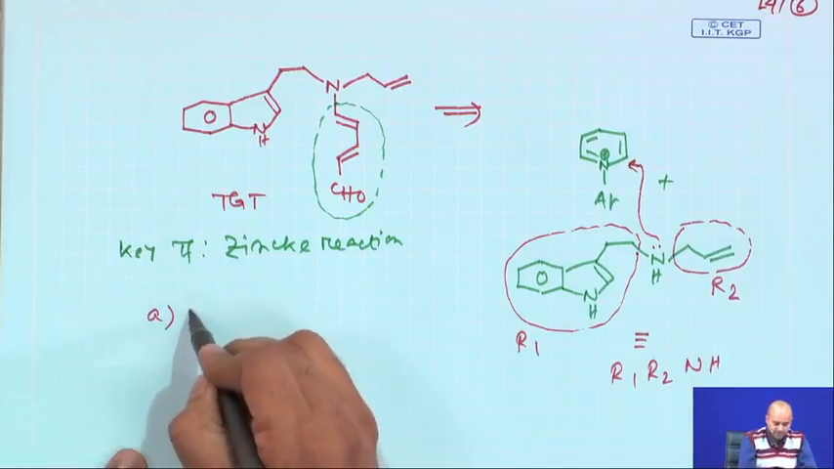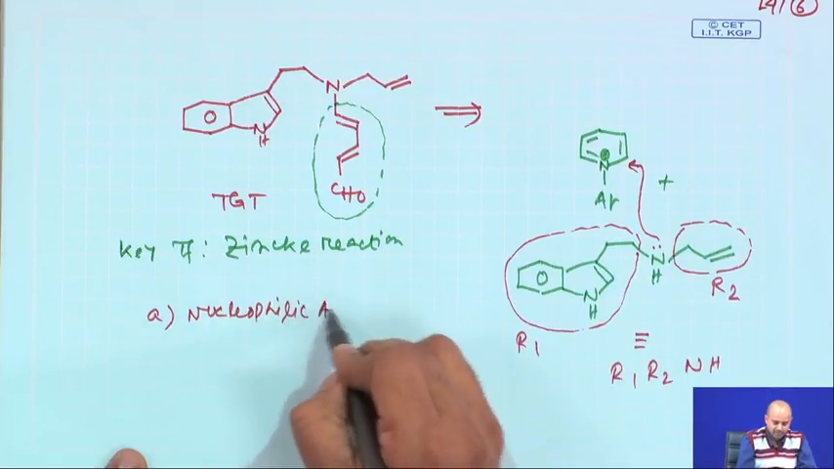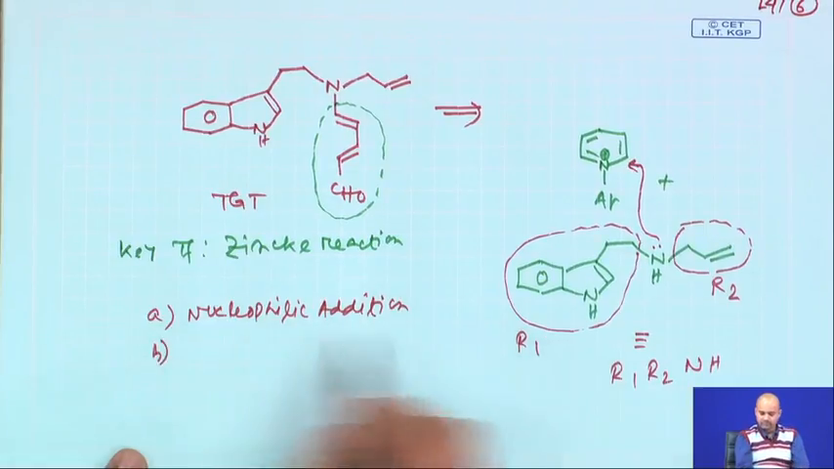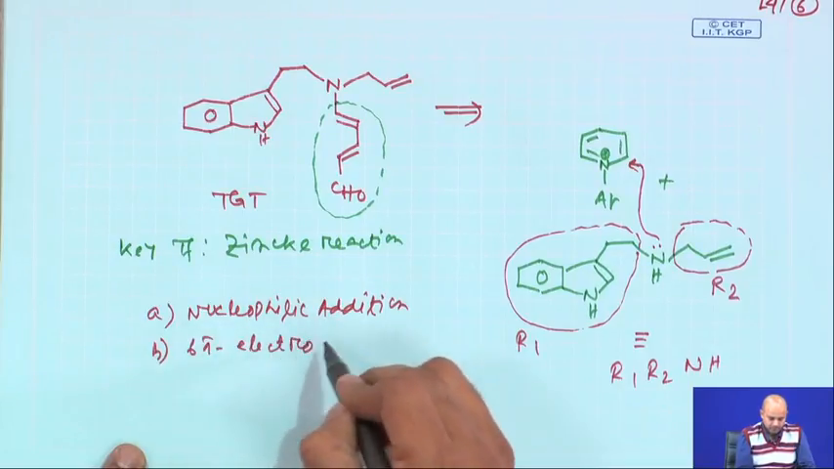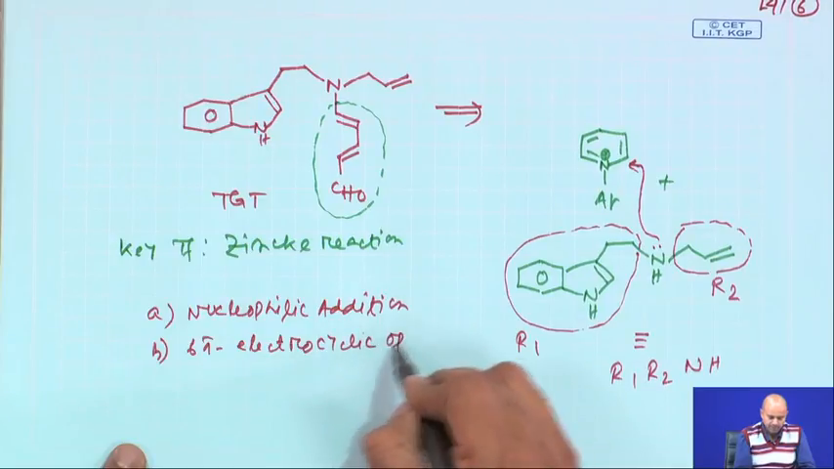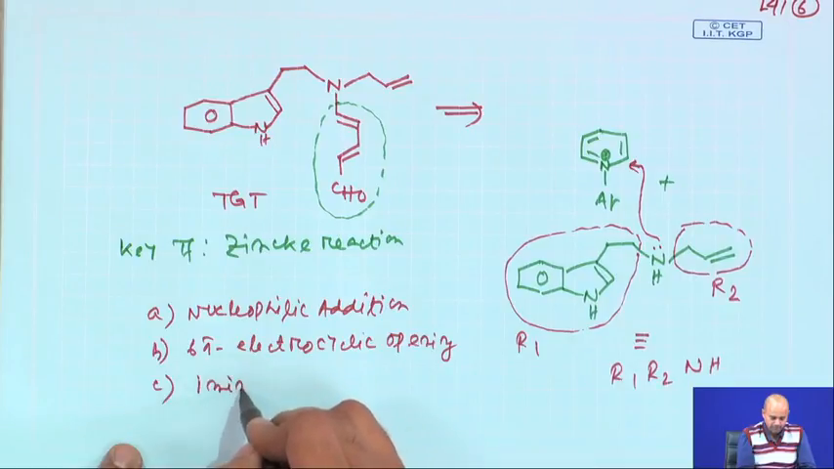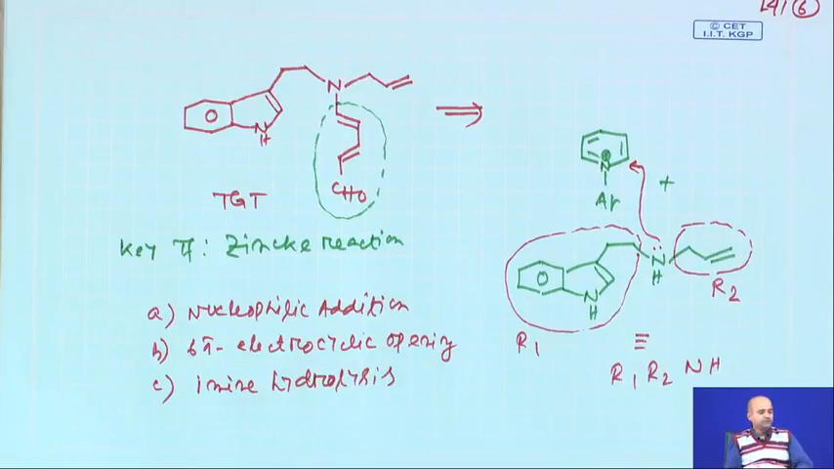The initial step is nucleophilic addition, and then you have the 6 pi electrocyclic ring opening, and then at the end you have the imine hydrolysis. All these steps together give you the Zincke reaction, which is very useful, and Zincke reactions are absolutely useful in the field of organic synthesis. We can use this reaction very efficiently.